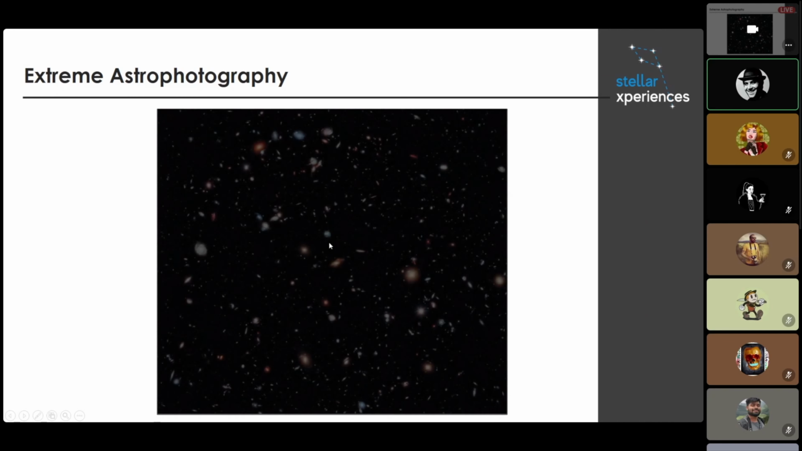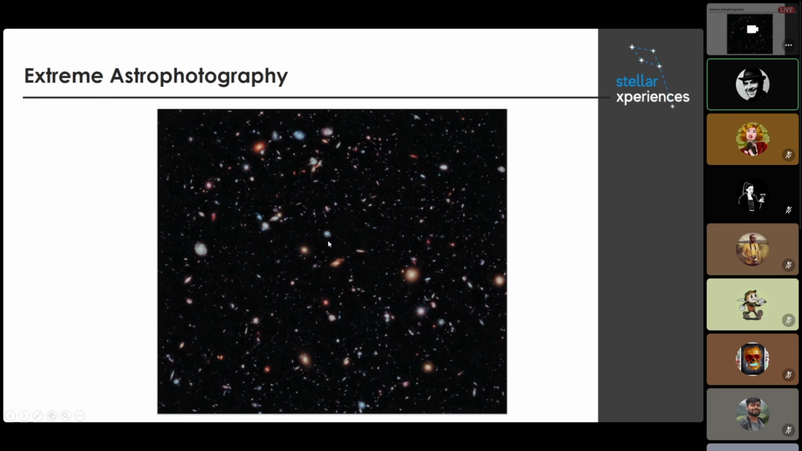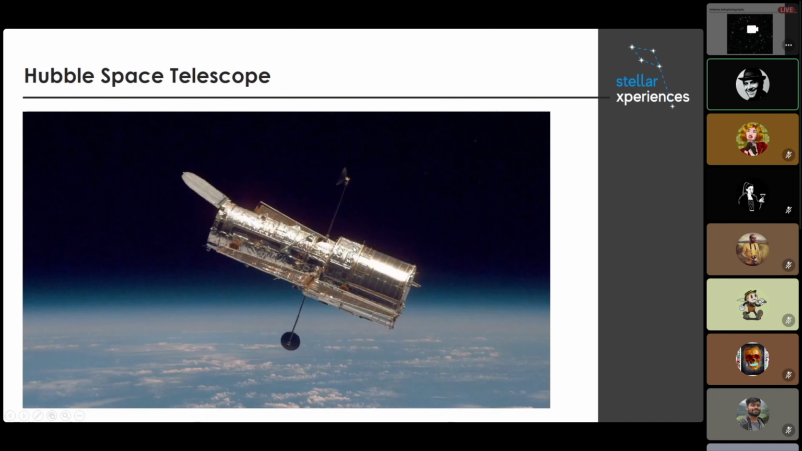And these 10,000s of galaxies have at least 100 billion stars each. So you're looking at 10,000 times 100 billion stars in this picture. Isn't it amazing? Isn't it mind blowing? Yeah. So let's look at our hero.